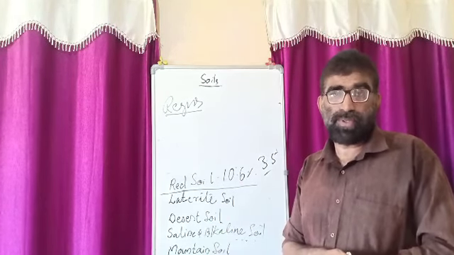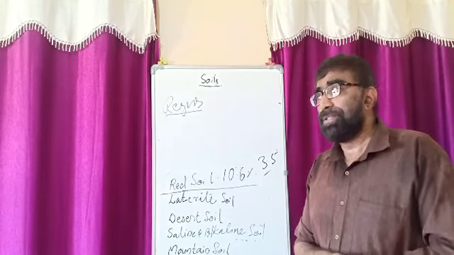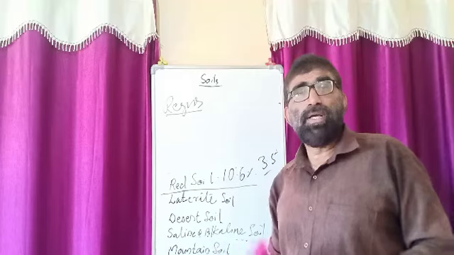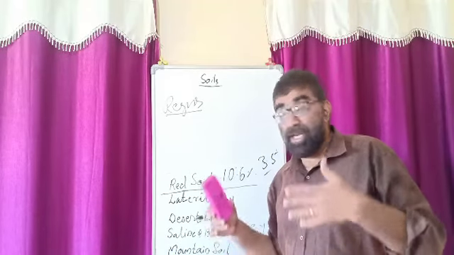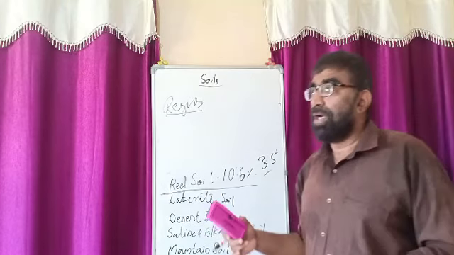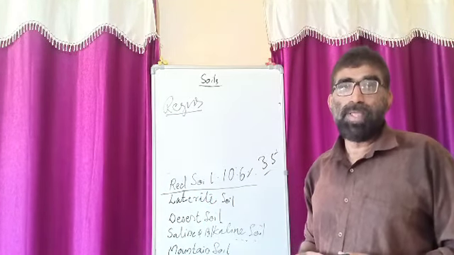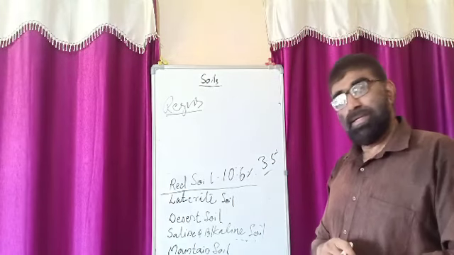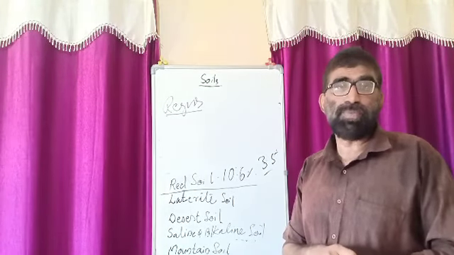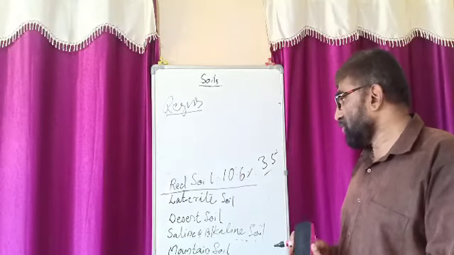Red soil is found. And red soil is suitable for the growth of wheat, rice, and millets. Millets are grown in this soil. Also, tobacco and crops like that are grown here in this soil. It is found here in India. 10.6% of the geographical area is covered by this red soil.